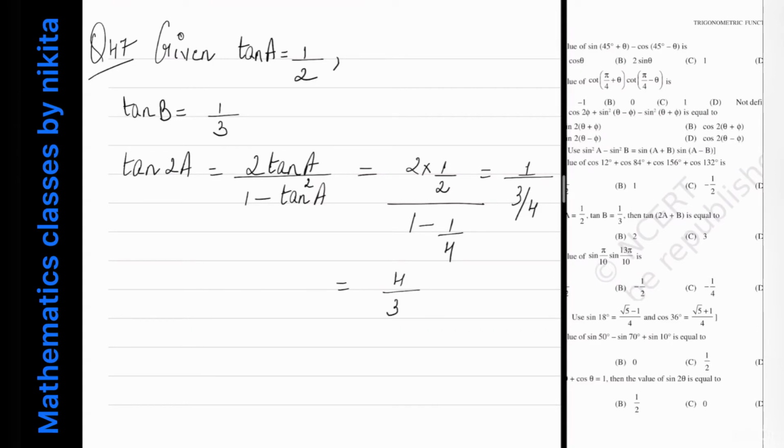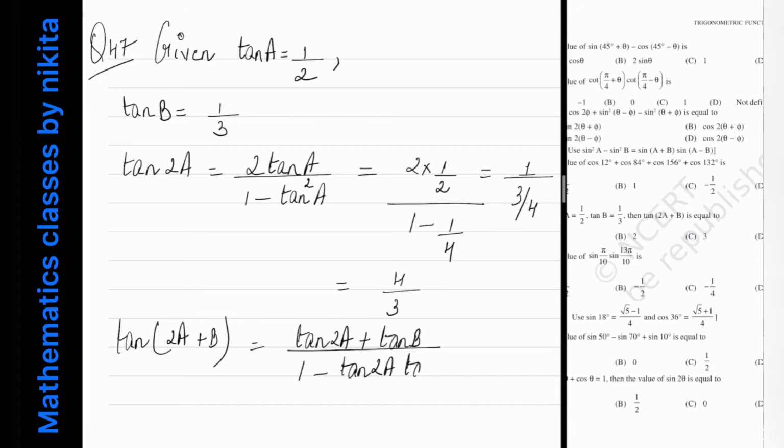Okay. Now let's find what is tan of 2A plus B. So this will be equal to tan of 2A plus tan B divided by 1 minus tan of 2A into tan of B. So just substitute the values of tan of 2A and tan of B. Okay, so this will be equal to 4 by 3 plus 1 by 3 divided by 1 minus 4 by 3 into 1 by 3.